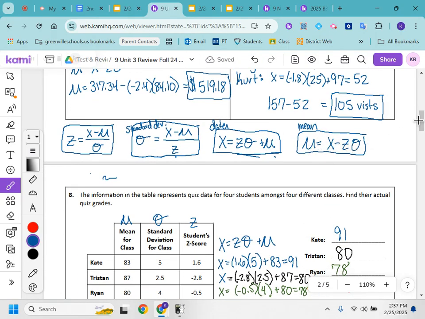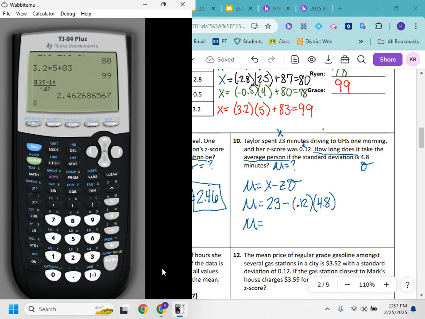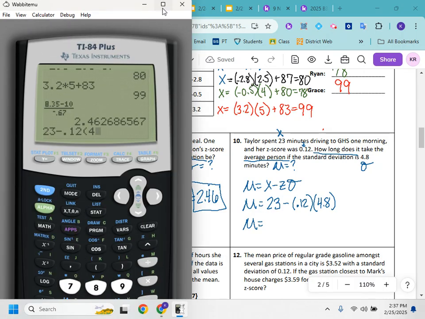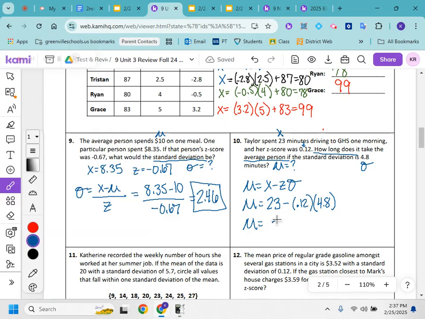Mean equals X minus Z times our standard deviation. Fill it all in, because the mean is what we're looking for, the average person. Taylor spent 23 minutes and had a z-score of 0.12 and a standard deviation of 4.8. So 23 minus 0.12 times 4.8 gives 22.42 minutes.